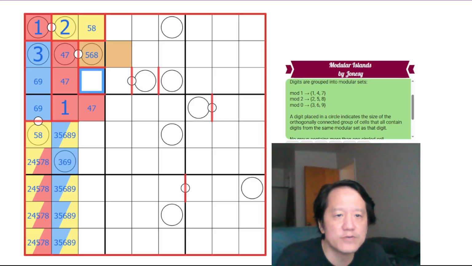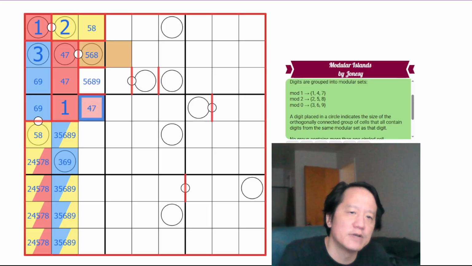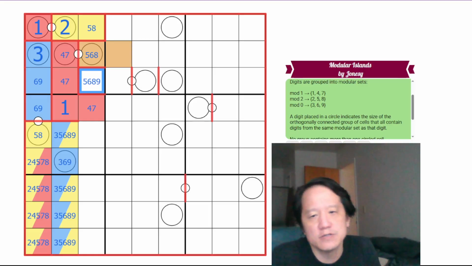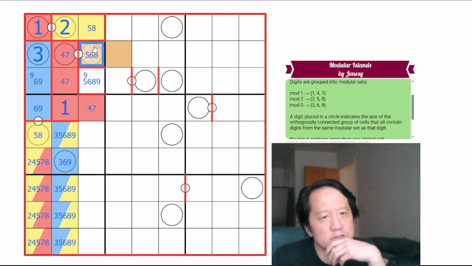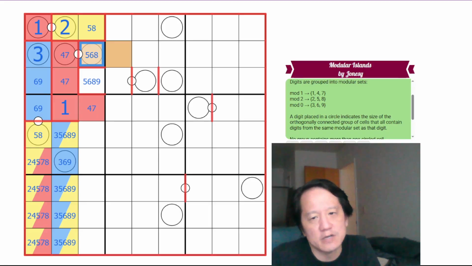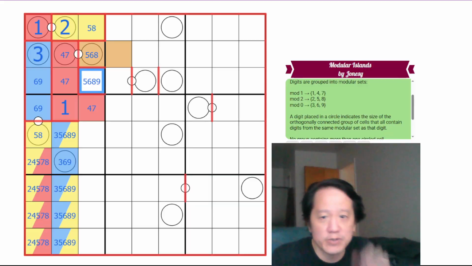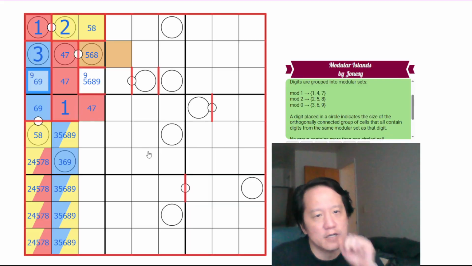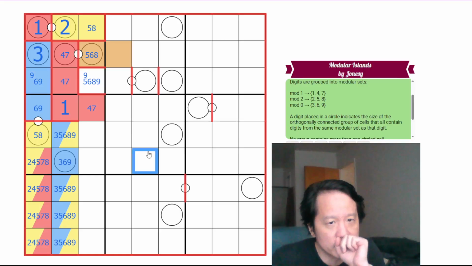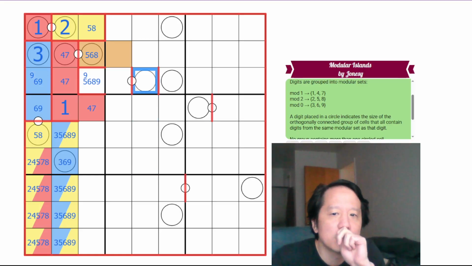This is either 5, 6, 8, or 9 here. So we have a guaranteed 9 in one of these 2 cells. Wait, why can't this be 9? Never mind. This could also be 9. No, 9's not consecutive with 7. That's the reason why it can't be 9. So we have a guaranteed 9 here.